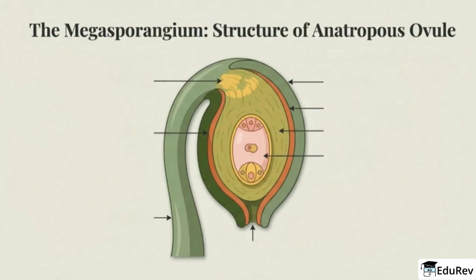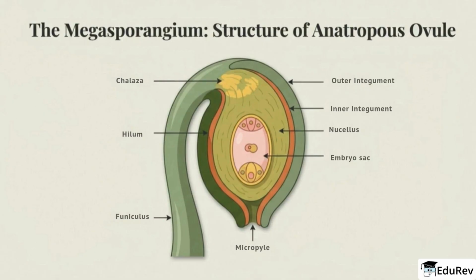On the female side, the anatropous ovule shows key features. The integuments form the future seed coat, the nucellus nourishes the embryo sac, and the chalaza marks the basal end, while the micropyle provides the entry point for the pollen tube. The orientation and protective layers of the ovule are important for successful fertilization and seed development.